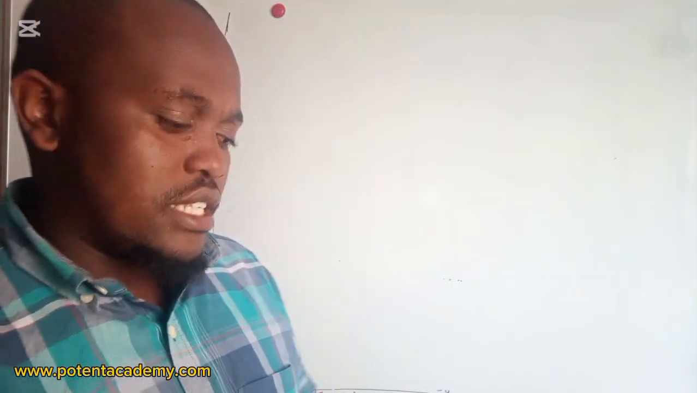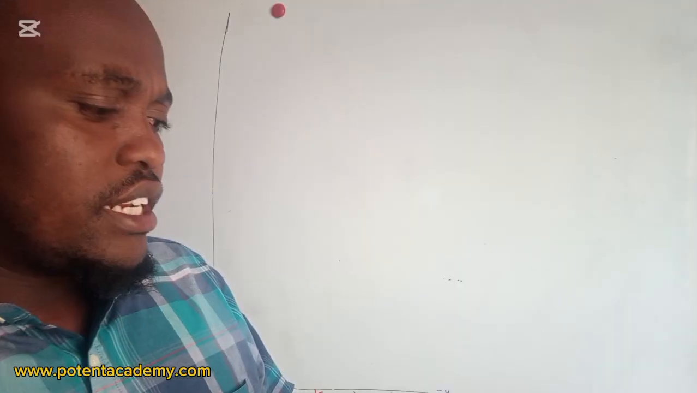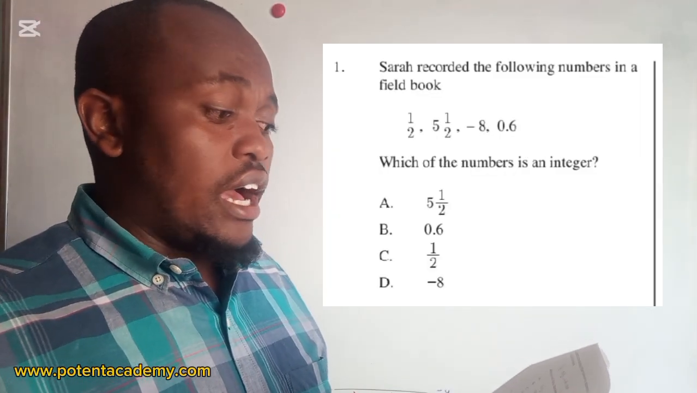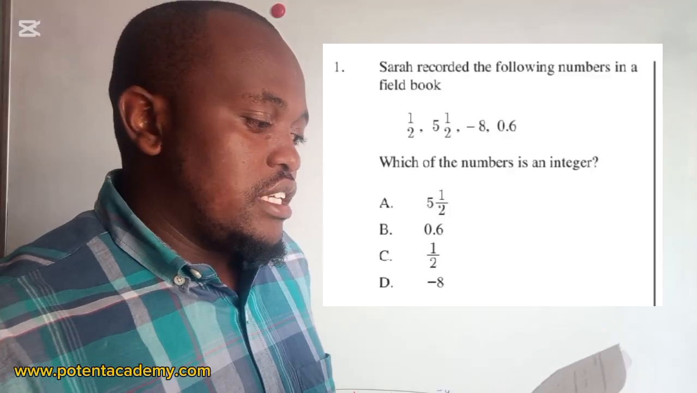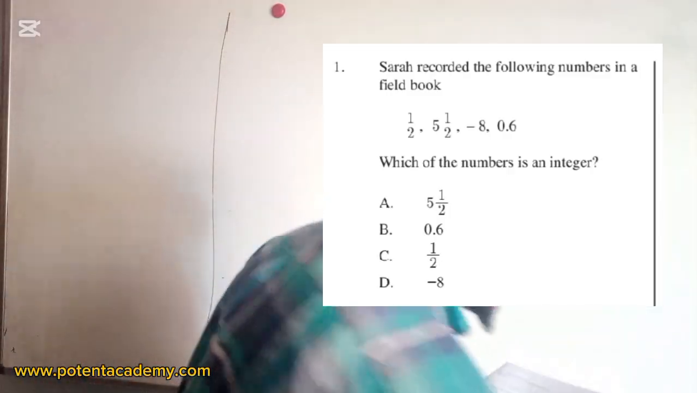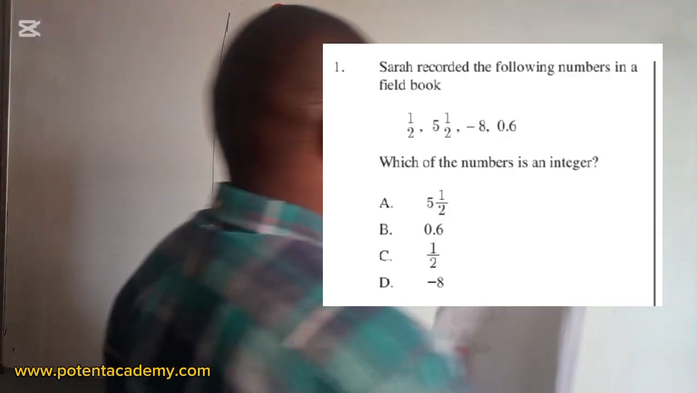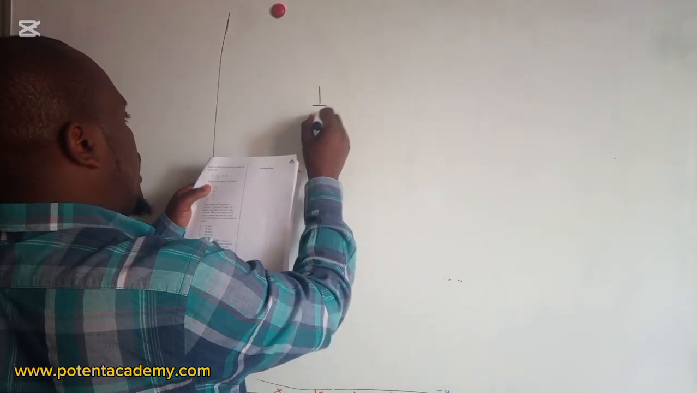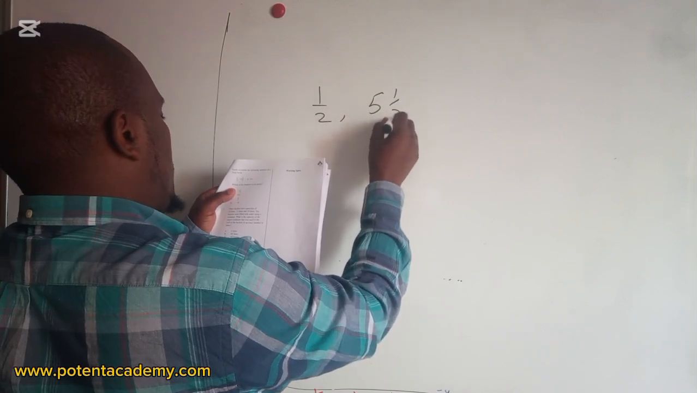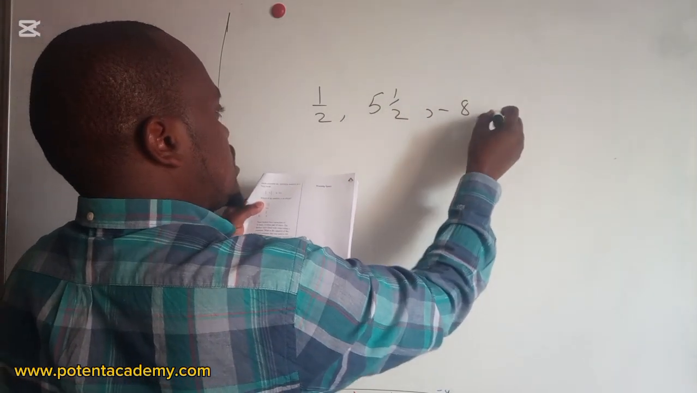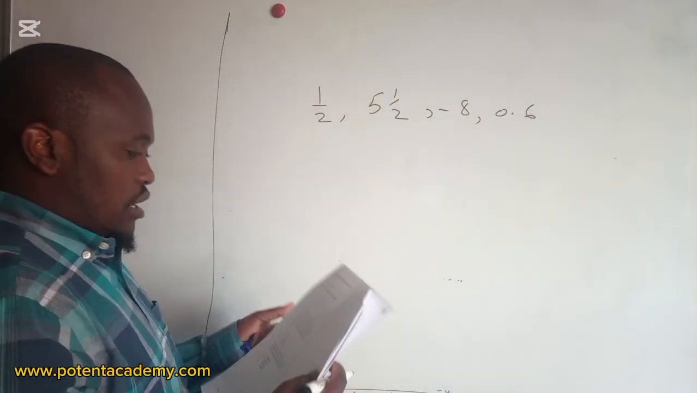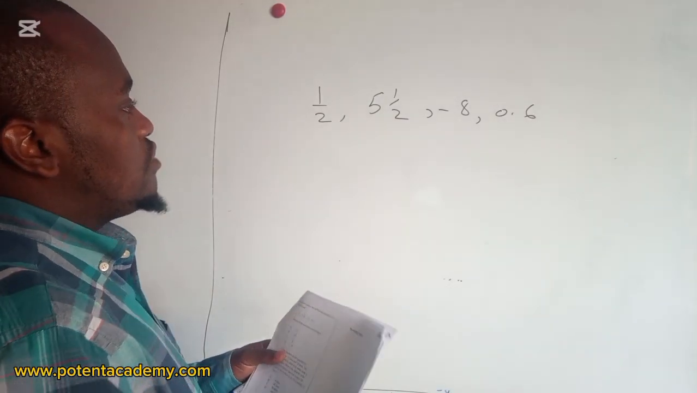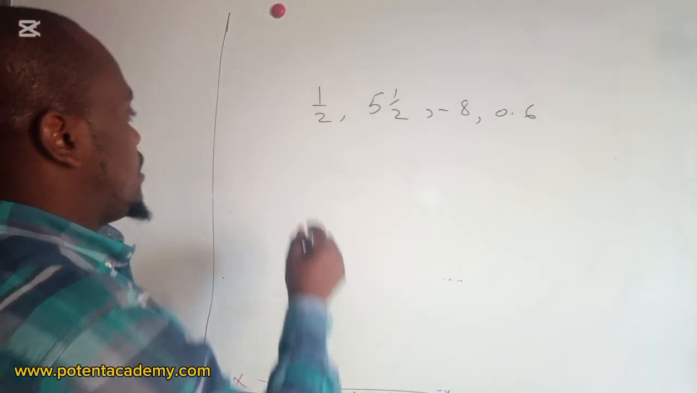Question 1 asks, Sarah recorded the following numbers in a field book. She recorded a half, 5.5, 8, -8, and also recorded 0.6. Now we are asked which of the following numbers is an integer. So which one of these numbers is an integer?